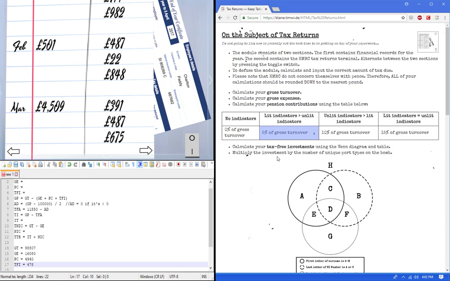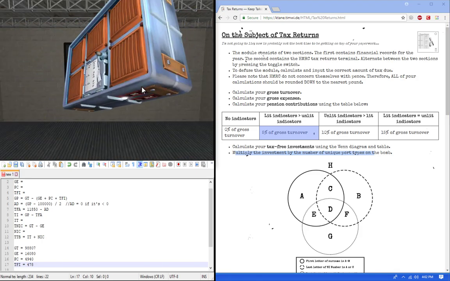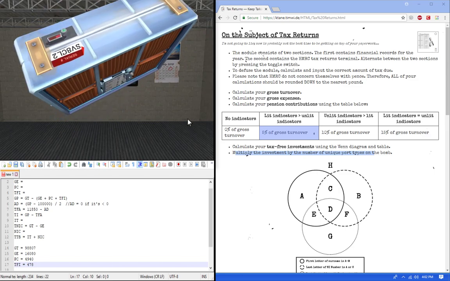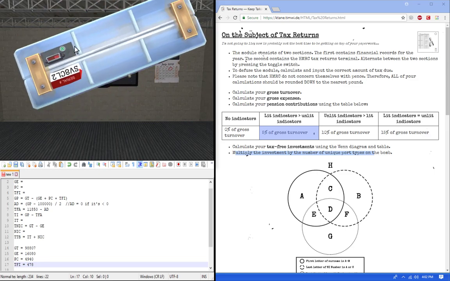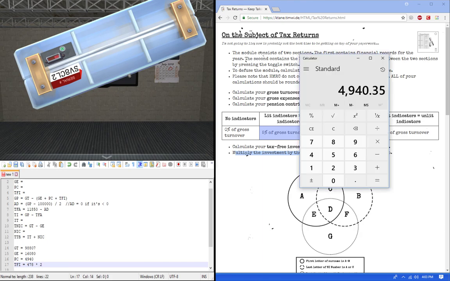Then we're going to take that number and multiply the investment by the number of unique port types on the bottom. So we already have 4 indicators. There are 2 unique port types. So we're going to double that amount. We take 478 times 2, and we get 956. And that is our tax-free investment.